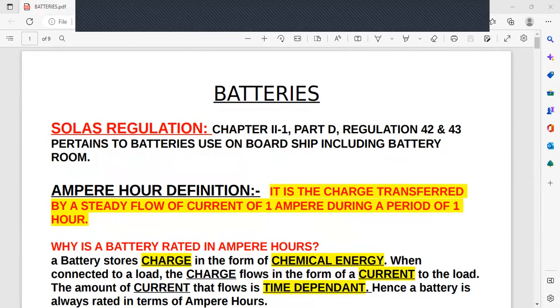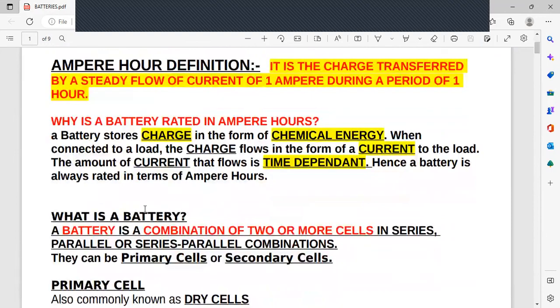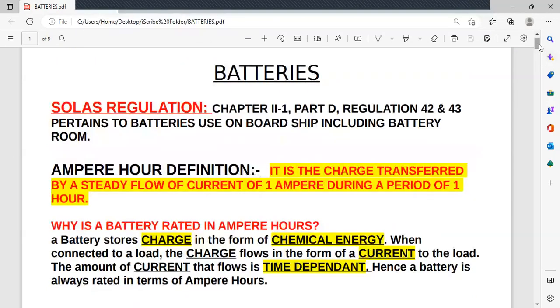First and foremost, a battery per se. If you ask what is a battery, it's a combination of two or more cells, whether it is in series, whether it is in parallel or series parallel combination. Then we saw what is the definition of ampere hour and why a battery is rated in ampere hours.